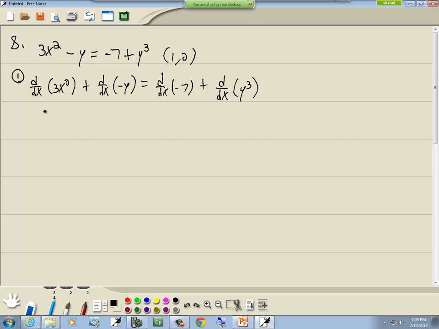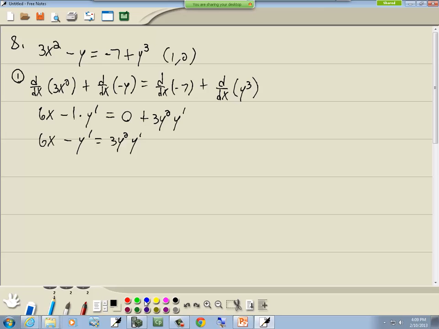Well, 3x squared becomes 6x. The derivative of negative y is negative 1, but we have to add on our y prime. Derivative of negative 7 is 0. The derivative of y to the third is 3y squared, and we add on our y prime. So we've got 6x minus y prime equals 3y squared y prime.